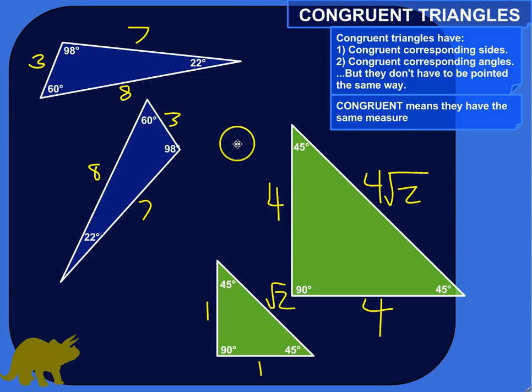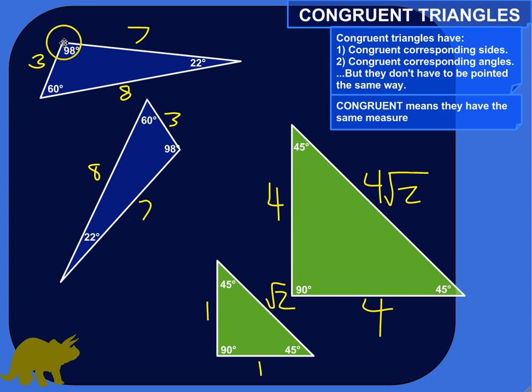All right, so congruent triangles are triangles that have congruent corresponding sides and congruent corresponding angles. So what does all that mean? First of all, when we talk about congruent sides or congruent angles, that means that they have the same measurement.